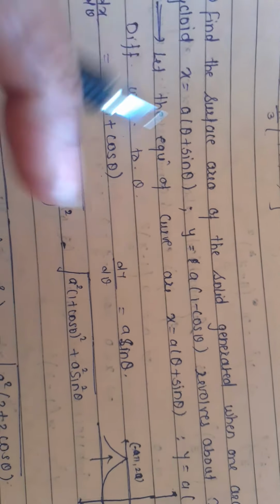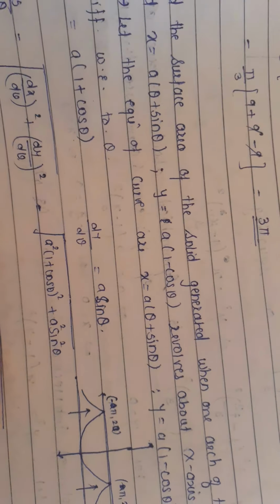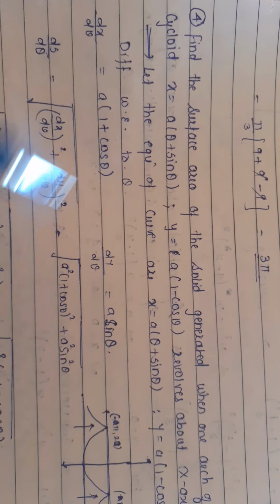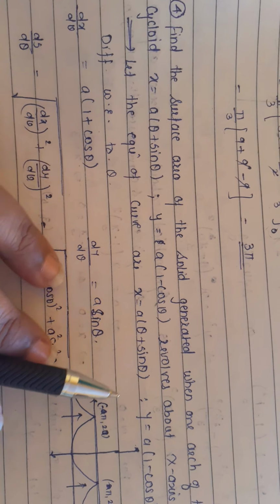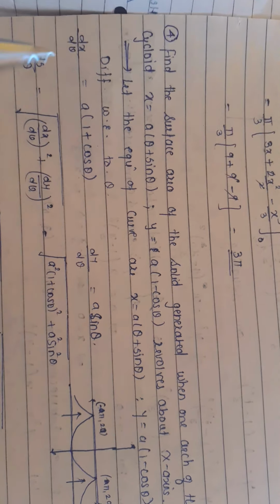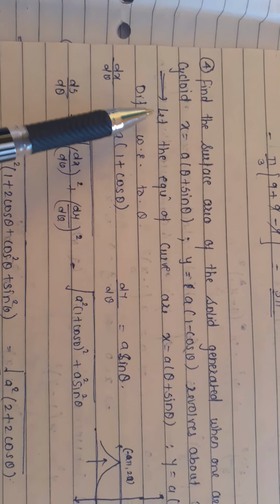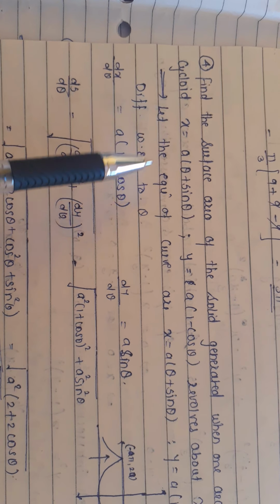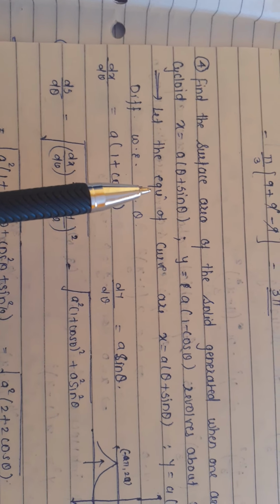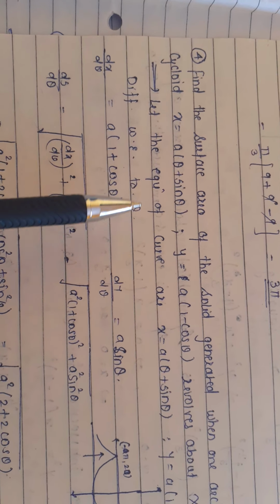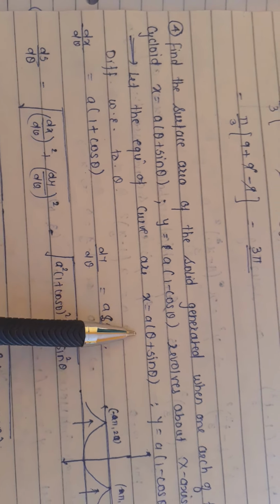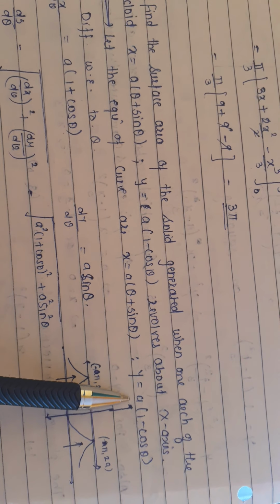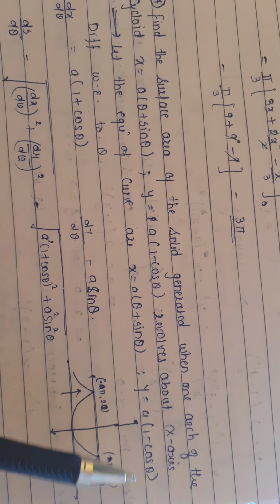The next example is: find the surface area of the solid generated when one arc of the cycloid x = a(theta + sin theta), y = a(1 - cos theta) revolves about the x-axis. For this, it is already mentioned this is a cycloid, so we consider the equations of the cycloid. First, let the equations of the curve be x = a(theta + sin theta), y = a(1 - cos theta).